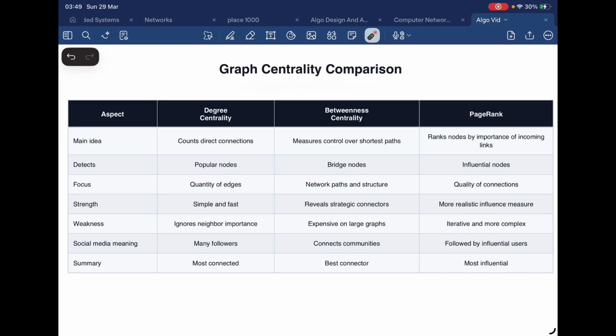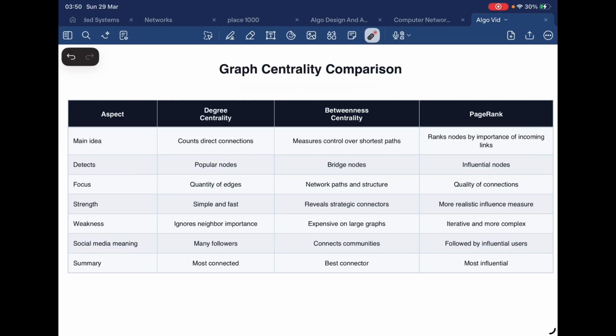PageRank measures importance based on incoming connections from other important nodes. A node becomes influential if it is connected to other influential nodes. These three methods highlight different types of importance. Degree identifies popularity, Betweenness identifies control over communication, and PageRank identifies true influence based on network structure.